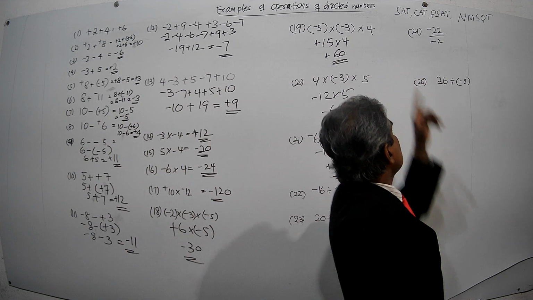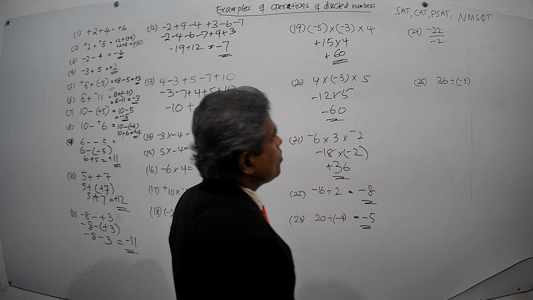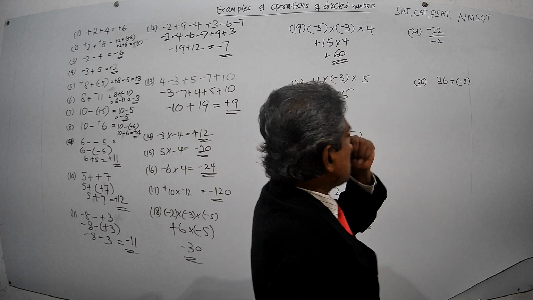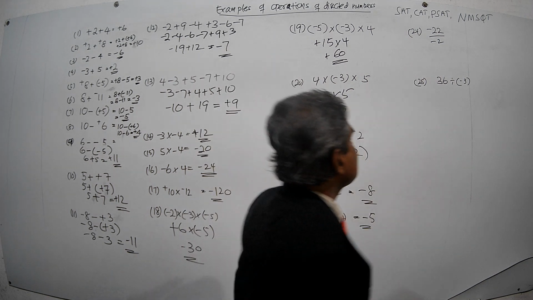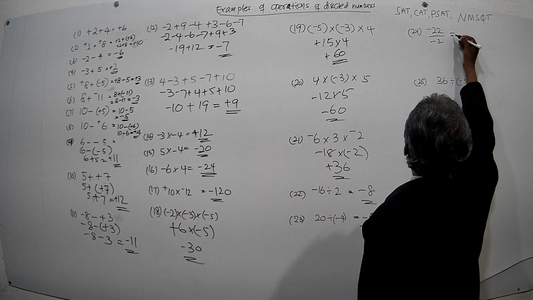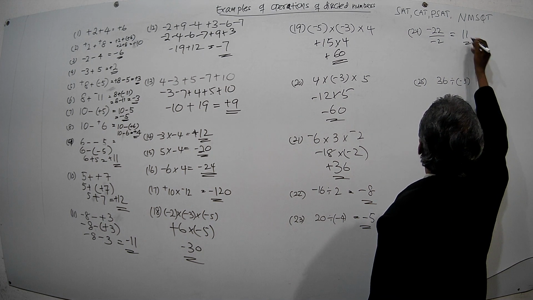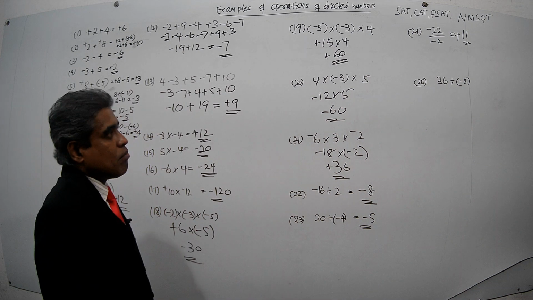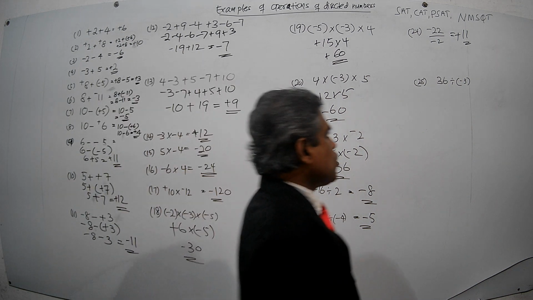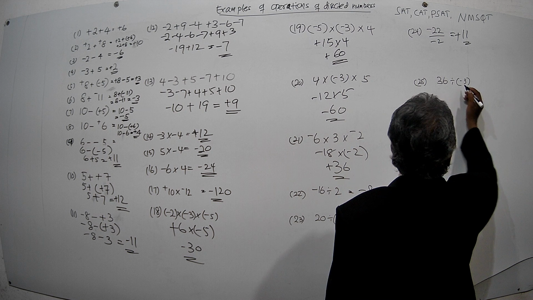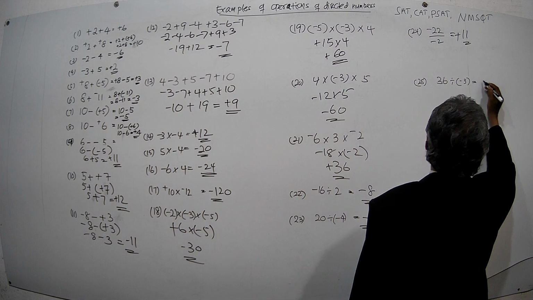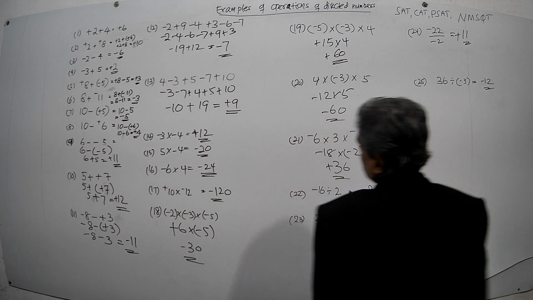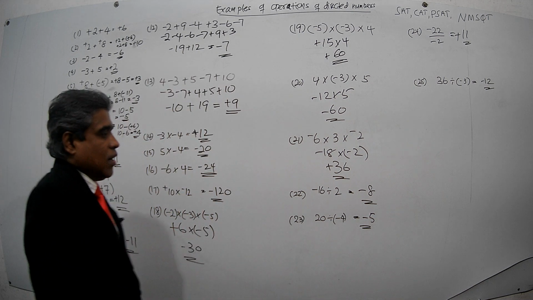Go to 24. The 24th one, minus 22 divided by minus 2. Two numbers of the same sign are to be divided. Therefore, the answer is positive. 22 divided by 2 means 11, positive 11. Next one, 25. 36 divided by minus 3. Two numbers of different signs are to be divided, therefore the answer is negative. Then 36 divided by minus 3 means minus 12.